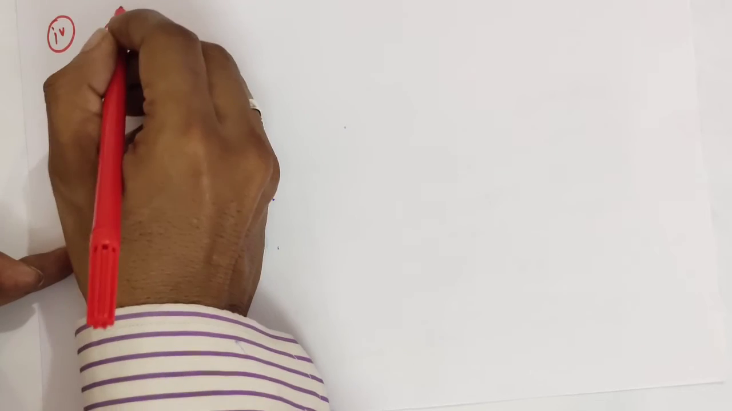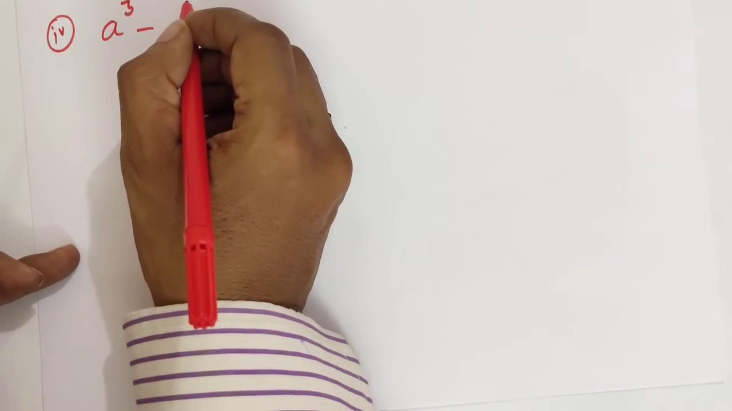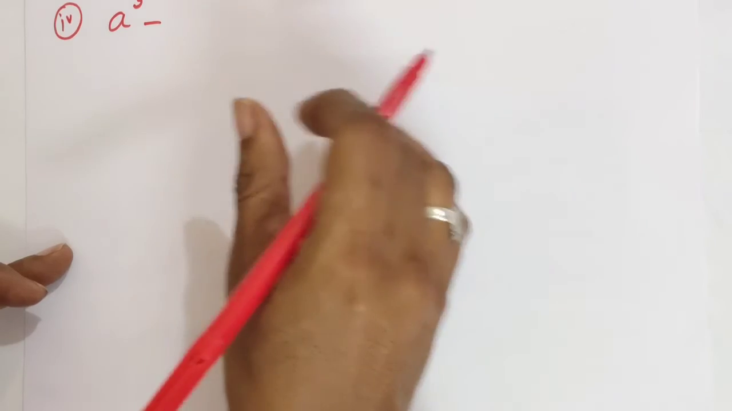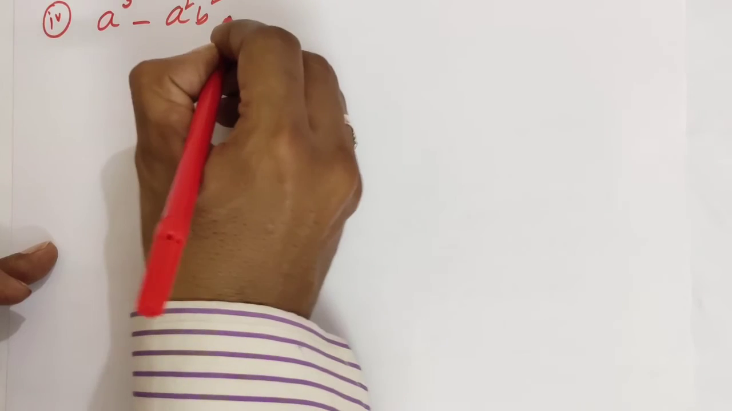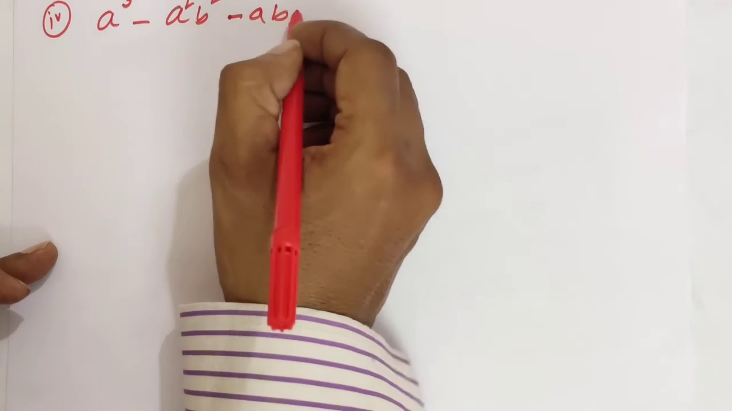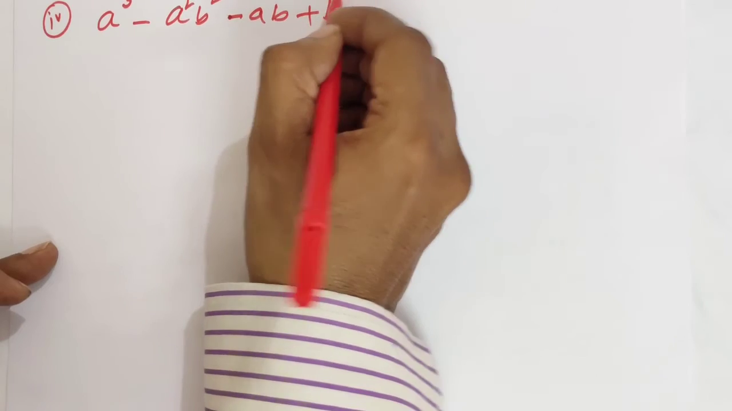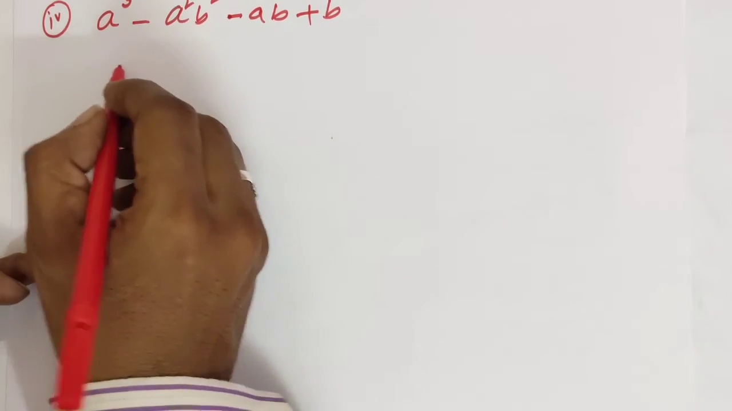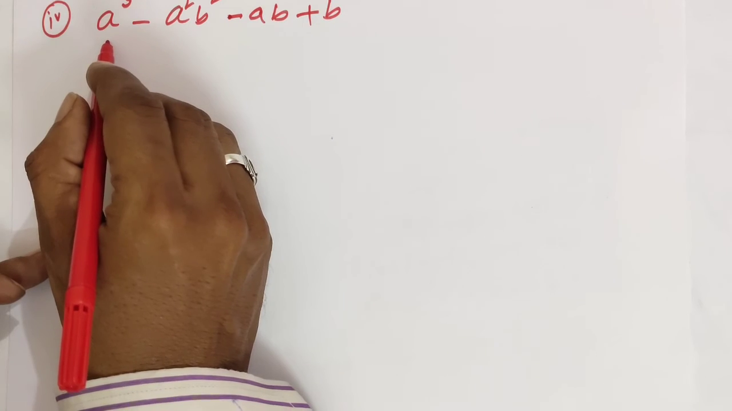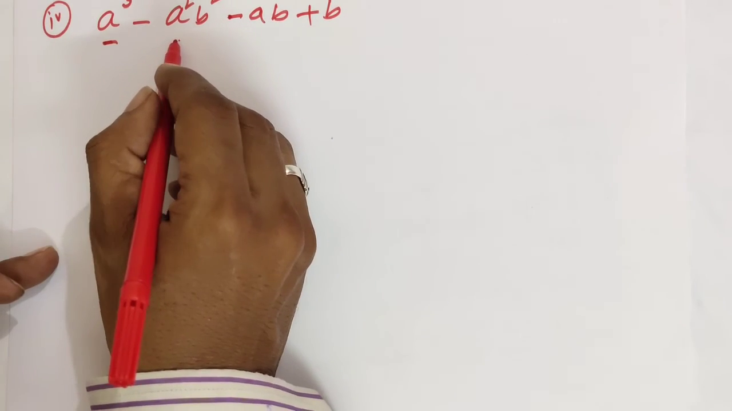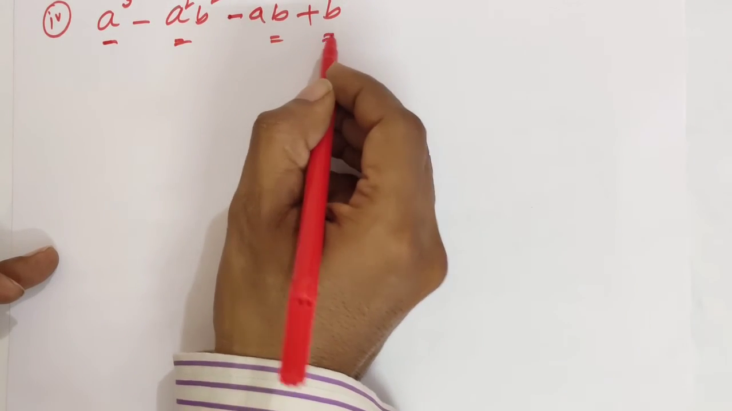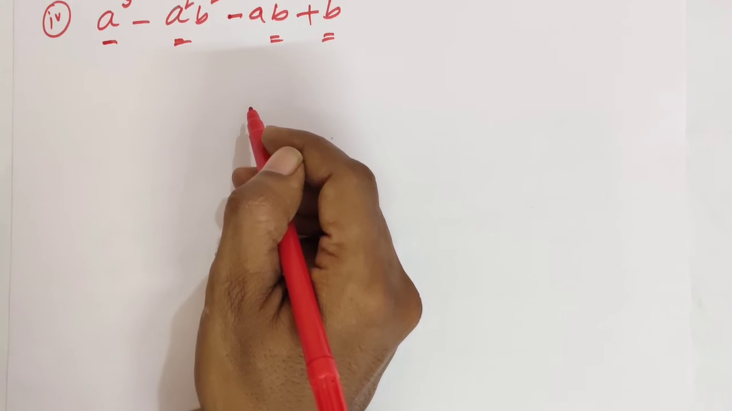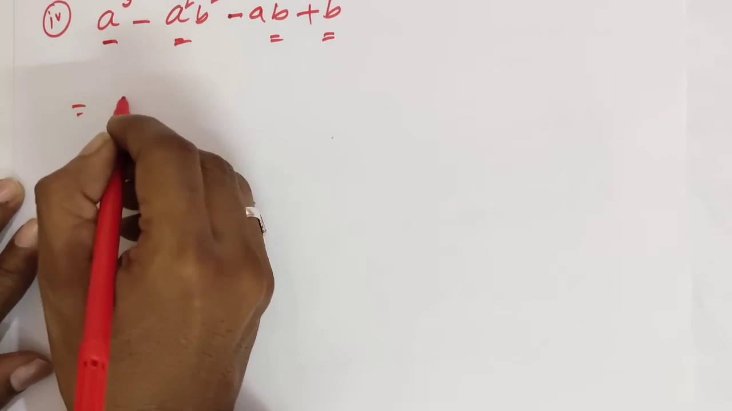So let us take the fourth one. We have here a cube minus a square b square minus ab plus b cube. Now observe the terms. Yes, first term and second term have the a square, the a terms, and in the last two terms we have the b. So grouping like that as it is.